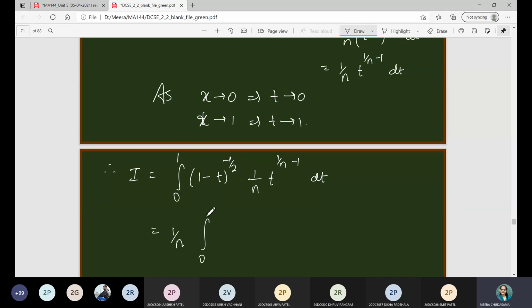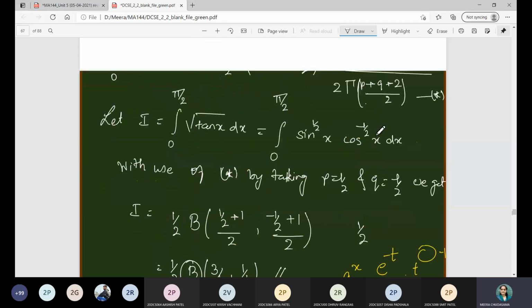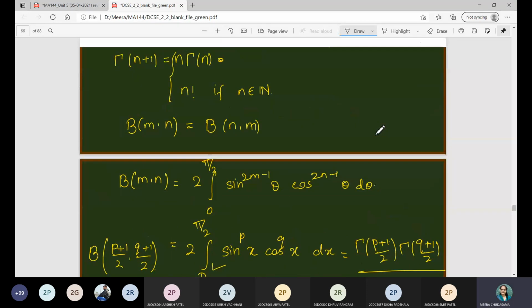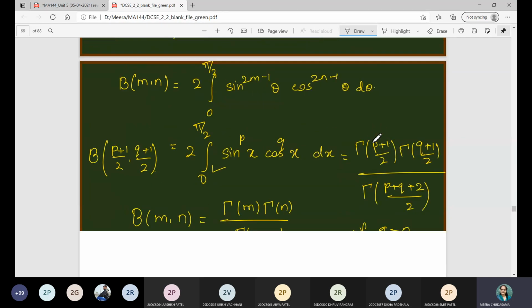So integration 0 to 1. If I want to write this in terms of the gamma function, first I will write t raised to 1 upon n minus 1 into 1 minus t raised to minus 1 by 2 dt. But if you recall the definition of the beta function, which is in terms of the integral 0 to 1, you can see that it is in terms of m minus 1 and n minus 1.